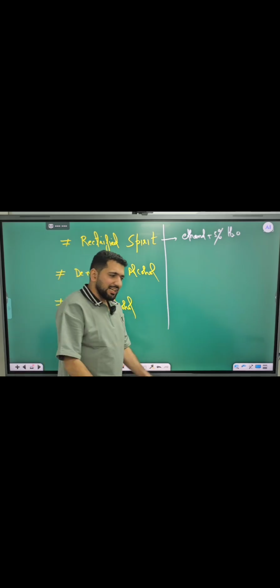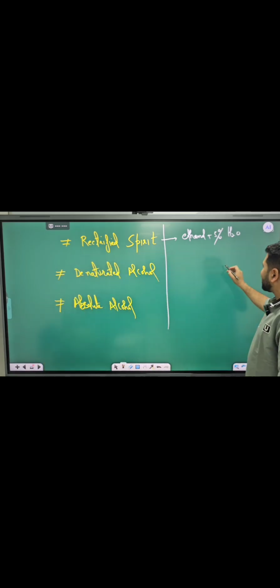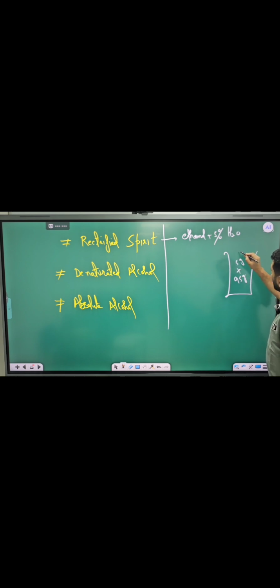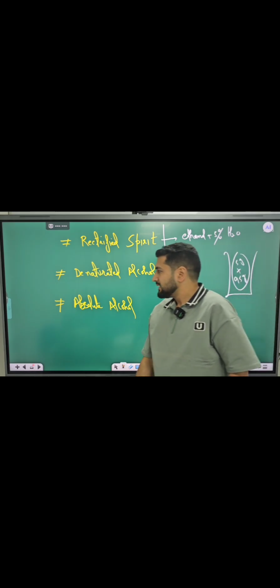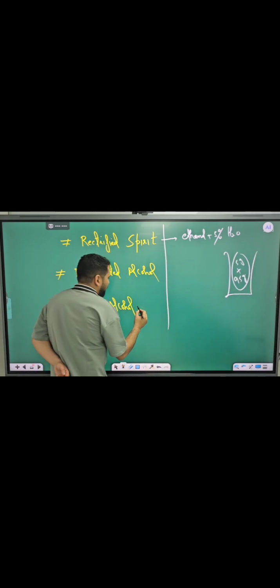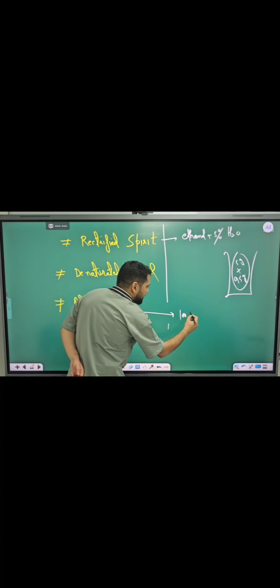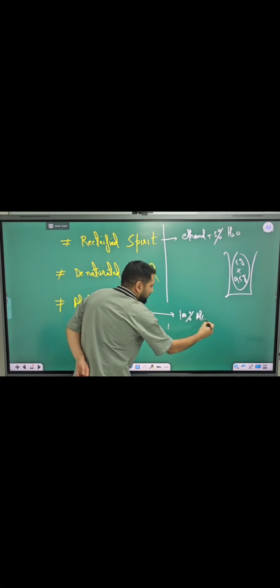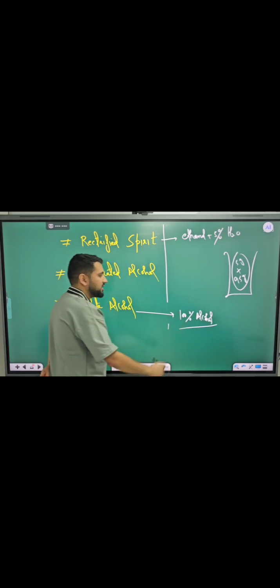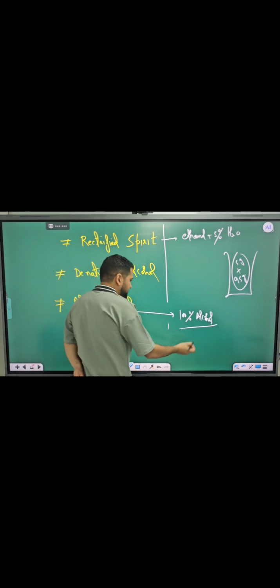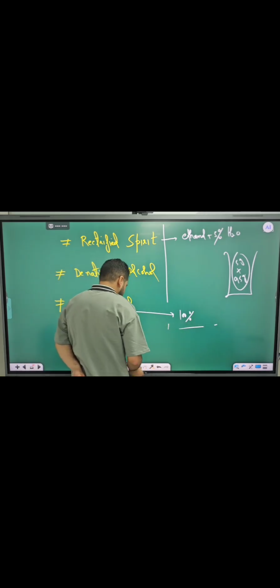Imagine you have one container, guys. In that container you have, for example, 95 grams of ethanol and you add 5 grams of water, right? Now this one I'll be calling rectified spirit. Similarly, we have absolute alcohol. Absolute alcohol is 100% alcohol, right? It is 100% ethanol.